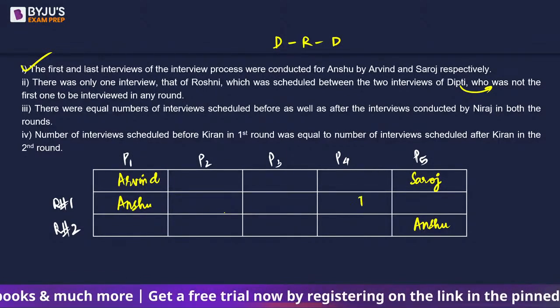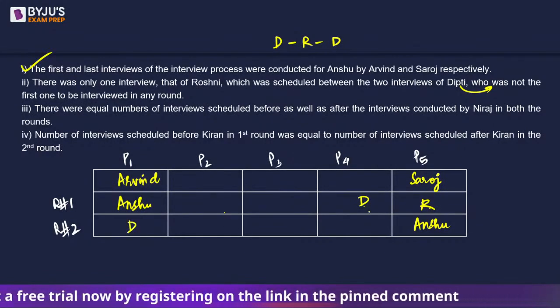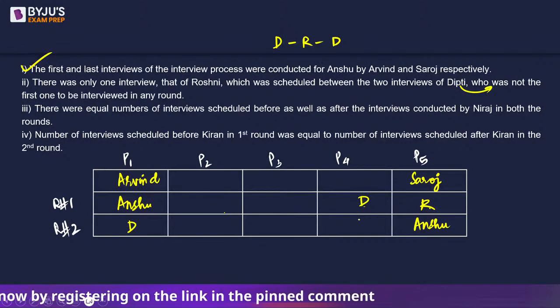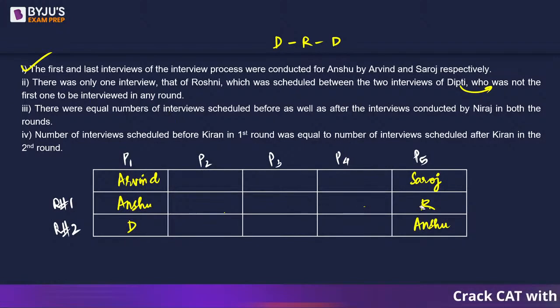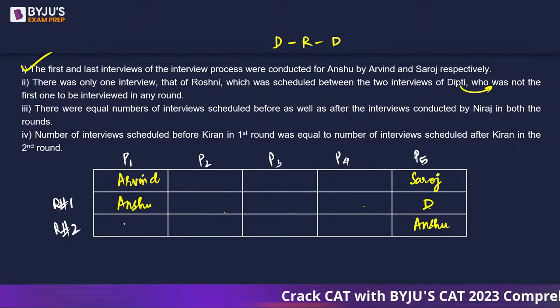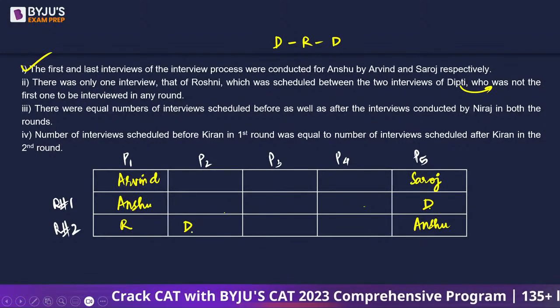Well, that can happen if I put Dipti, Roshni and Dipti. देखो, Dipti का 4th interview था, Roshni appeared for the 5th interview, and Dipti again appeared for the first interview of the second round. But then it says Dipti was not the first one to be interviewed. So if DRD cannot be placed here, that means DRD has to be placed here. Only this will make sense, right?